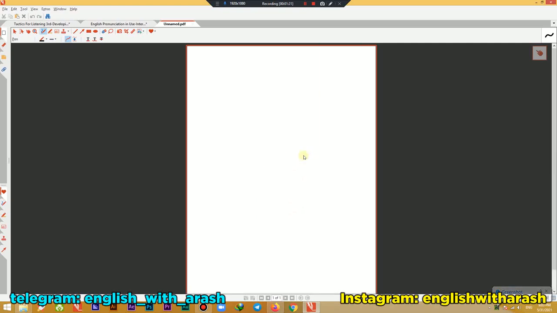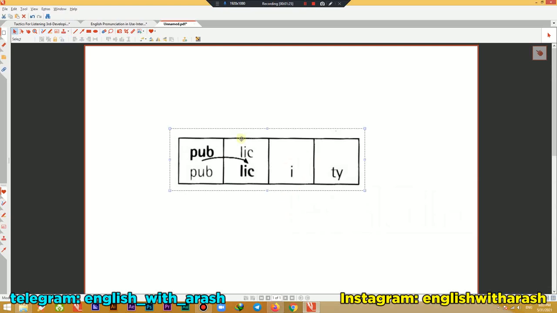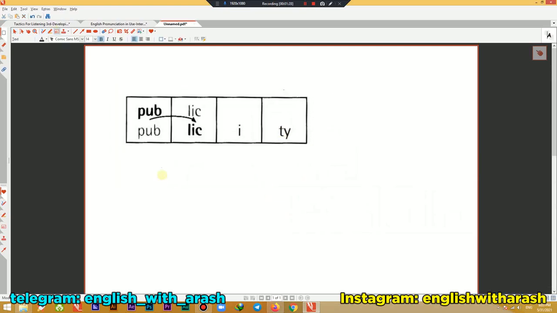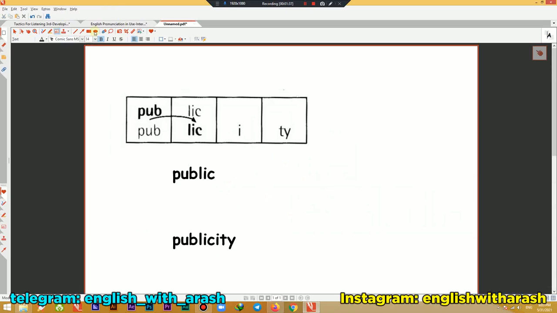So here it says sometimes this ending changes the pronunciation. I'm going to write the two words, public and publicity, both of them I need, and then I want to explain them. Here stress is on the first part. We say public, like never, public.